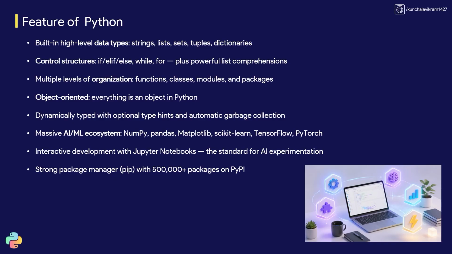So Python is fully object oriented. In fact, everything that you see in Python is an object, and it is also dynamically typed, which means you don't have to declare variable types upfront, but you can optionally add some type hints. We'll understand what type hints are and why these are recommended for better code clarity and IDE support.